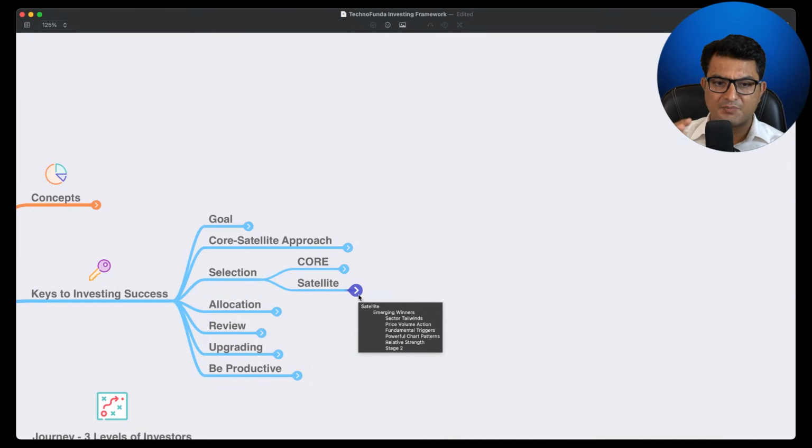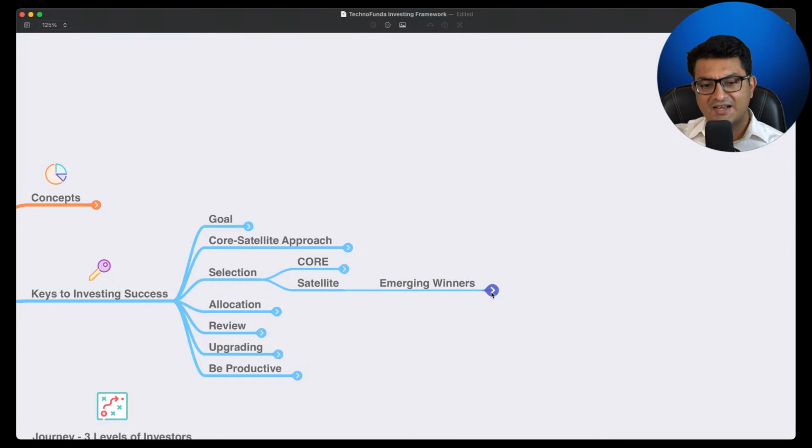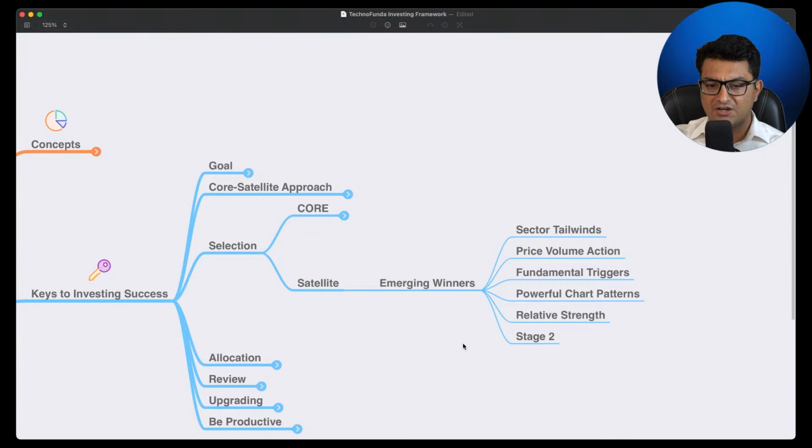I find companies which are in stage 2 with stringent criteria, and for satellite it is more about emerging winners. So you find sector tailwinds, you look for price volume action where suddenly there is a spurt and there is a trigger that potentially the earnings are going to increase. You do your fundamental research, try to find those earnings triggers, and then keep riding it.